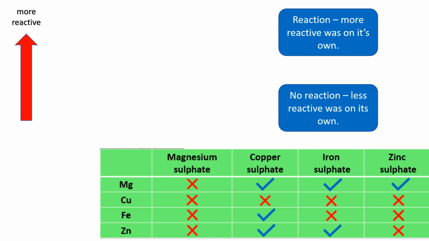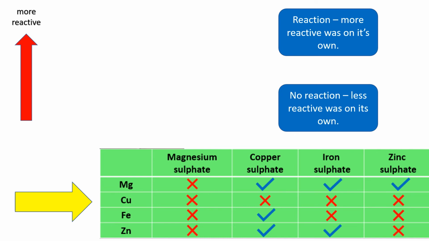So what I would suggest you do is you remember that you are looking just at the metals. You're not looking at the compounds, you're looking at the metals. These were the ones that were on their own in the beginning. And remember, we keep saying if there was a reaction, the more reactive one was on its own at the start. No reaction, the less reactive one was on its own at the start. So we need to know which metal was on its own.